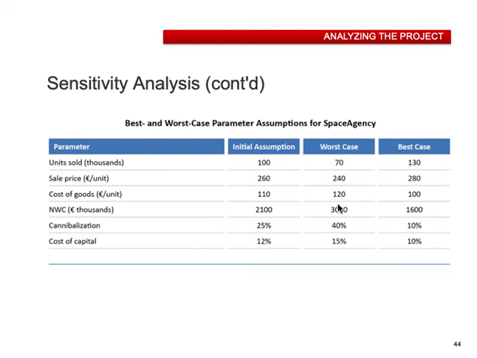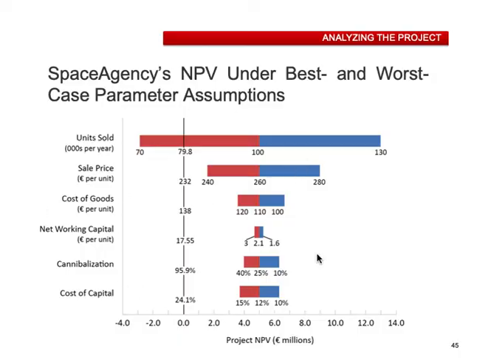Now, in the worst case, we have assumed that some of the initial assumptions are getting worse. For example, 70,000 units sold, cannibalization is going to be worse, 40%, cost of capital 50%. And in the best case scenario, I actually made the initial assumptions better. For example, we're going to sell 130,000 units. The sale price is going to be a little bit higher at 280, cannibalization less, 10%, and the cost of capital at 10%. This is how we are going to present the best and worst case assumptions.